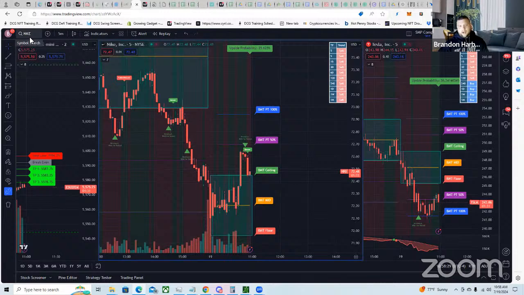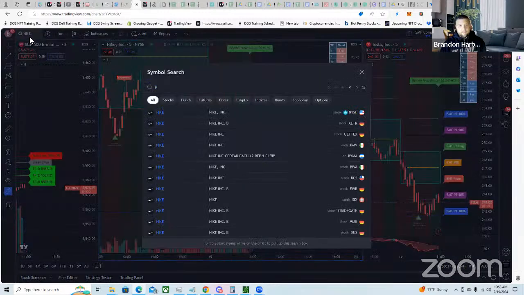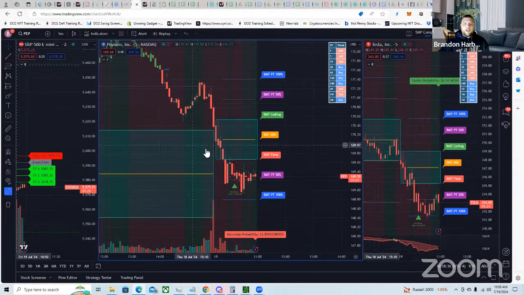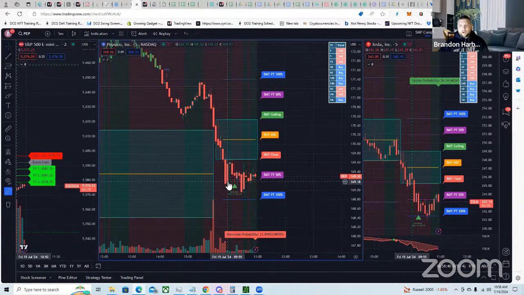Another trade that we had, we were watching PEP, looking right off the list I wrote down. PEP, we wanted a floor break. We broke the floor. Guess what? Price came right on down, close to our target.